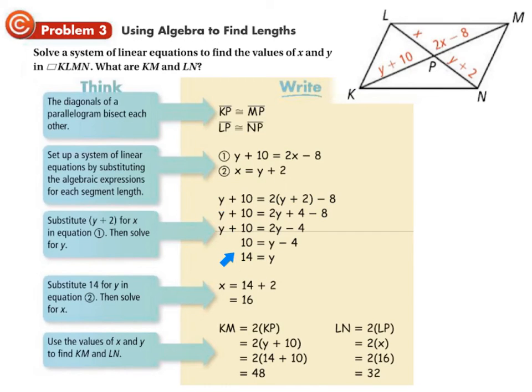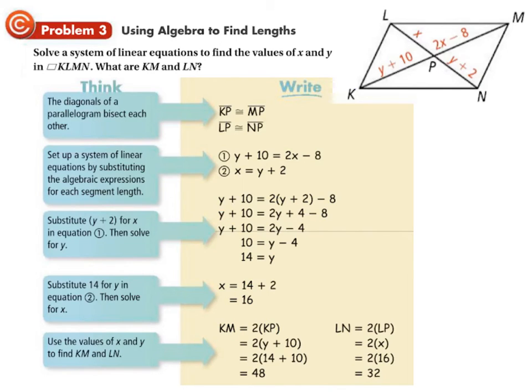Now we know what y is. We still have to find out what x is, because up here, this was not the actual measure of x. It was just what it was in terms of y. So we can take one of the equations, x = y + 2, replace y with its value, and we find that x is equal to 16. So y is 14, x is 16, and now you can plug into the expressions.